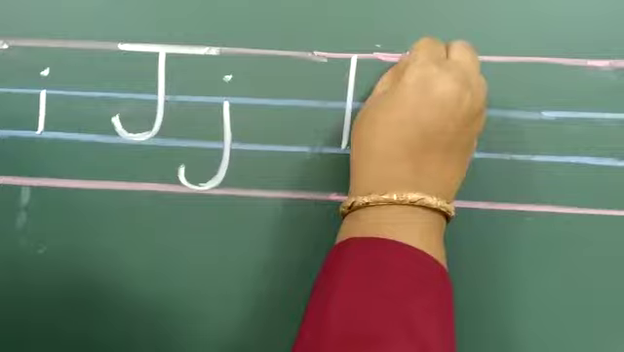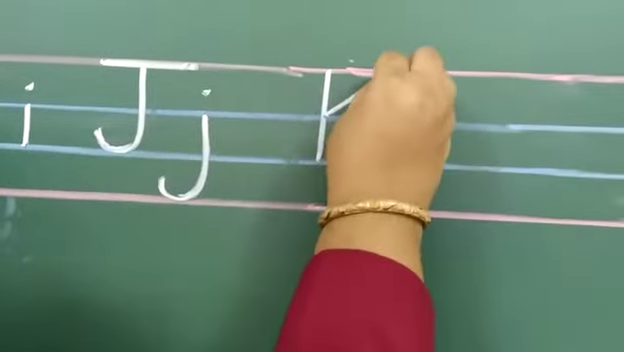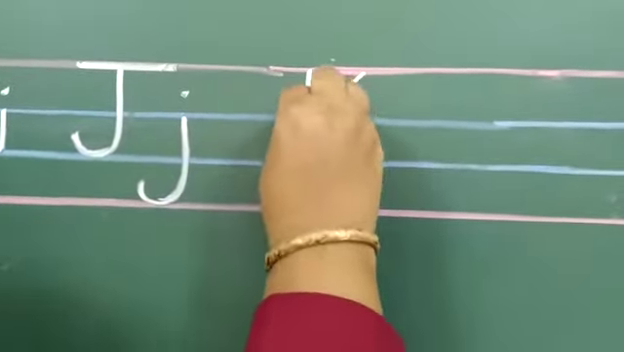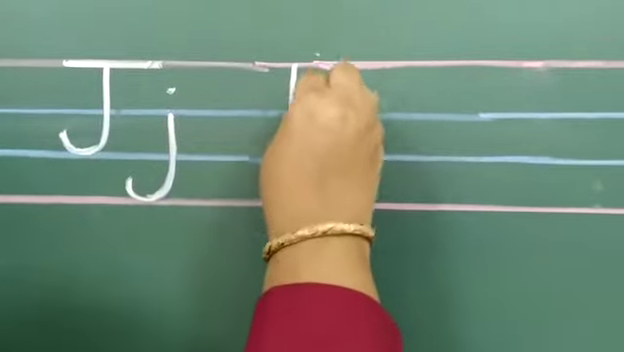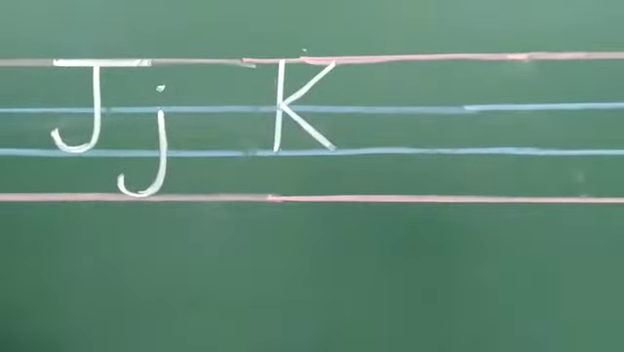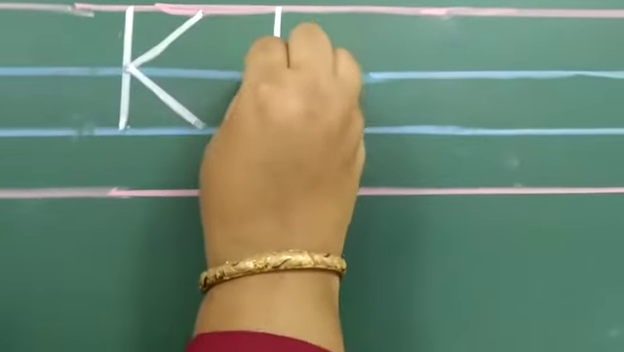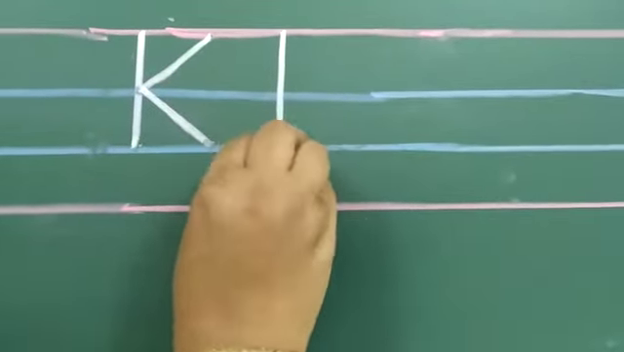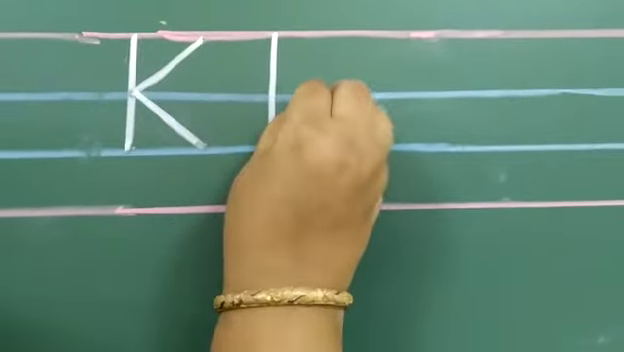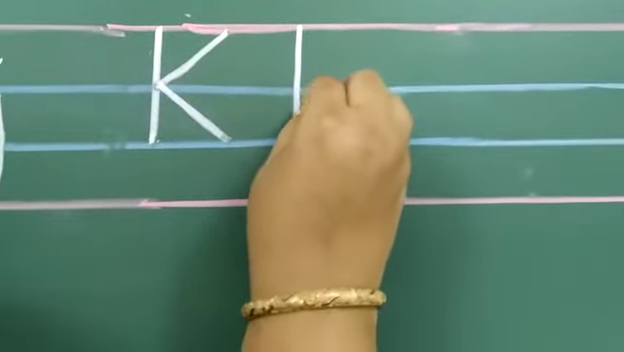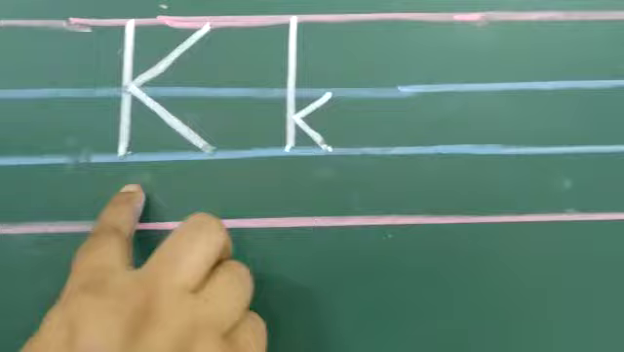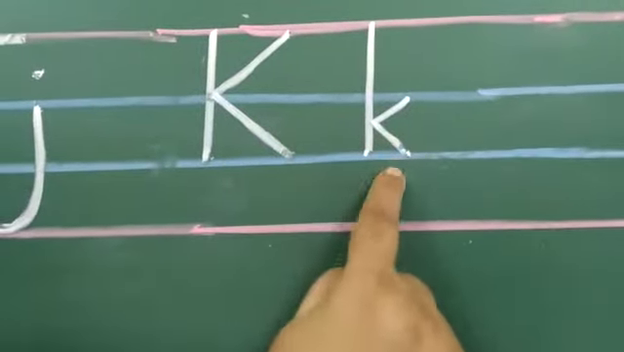Now we'll move on to K. Standing line, slanting line and one more slanting line. K. Small k you will start from the red line only. From red line to blue line, one standing line, and the slanting lines should be between the blue lines like this.